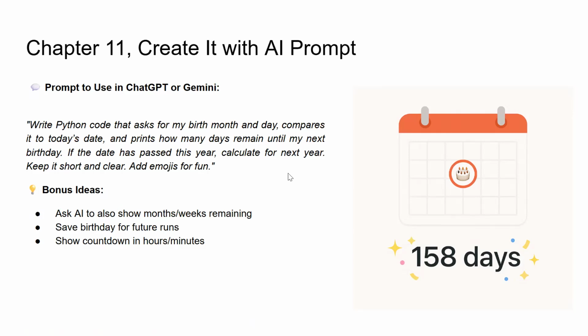So the prompt I'm going to use is: write the Python code that asks for my birthday and the day, compares it to today's date, and prints how many days remain until my next one. If the date has passed this year, calculate for next year. Keep it short, clear, add emojis for fun. And then you can add other things, like show months and weeks remaining, save birthday for future runs, and show a countdown. These are things that you can add, and come up with your own prompt if you like after this.